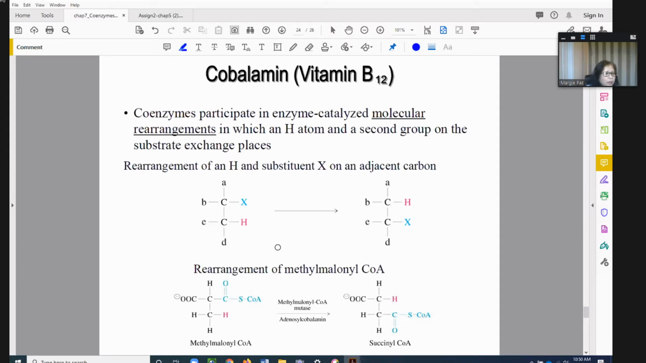the cobalamin coenzymes. A specific example is shown here at the bottom: rearrangement of methylmalonyl CoA to form succinyl CoA. And in this molecular rearrangement reaction, adenosylcobalamin participates in the reaction. So this is the role of cobalamin-derived coenzymes. They participate again in molecular rearrangements. All right.